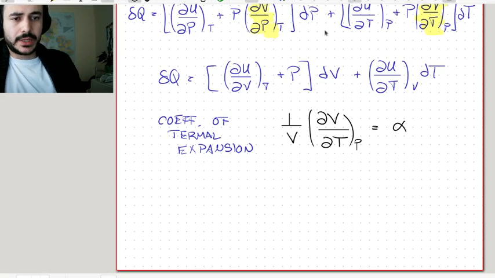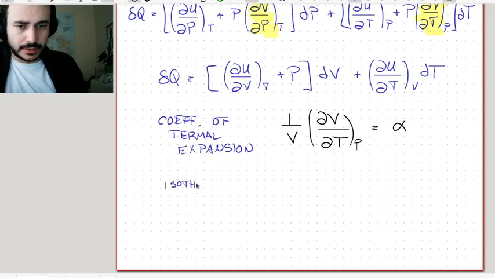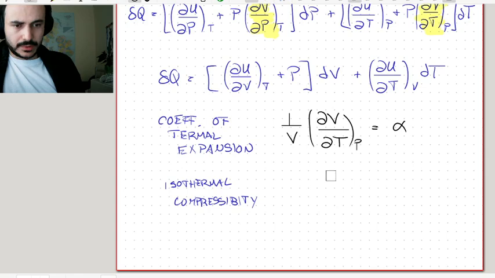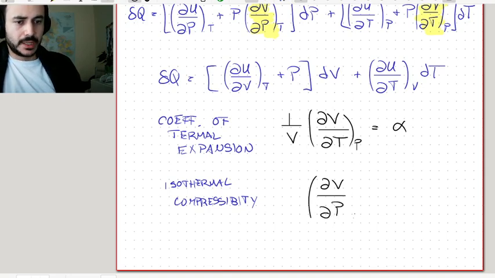And then we can also define the isothermal compressibility. Let me just, yes, that's the name. Isothermal compressibility. Or just compressibility. Okay, and this is defined like this. So this is the change in the volume, yes, as you change the pressure on your system at constant temperature.